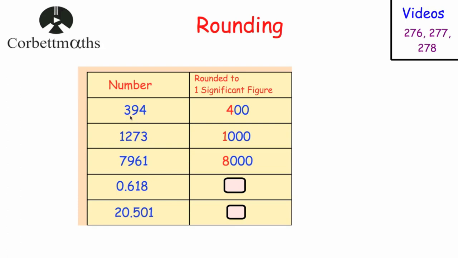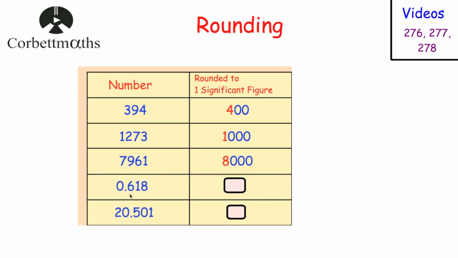So here we've got 394. The second significant figure is the second digit. So that's the 9, so we round up to 400. 1,273, well, the second significant figure, the second digit, is a 2. So we round down to 1,000. 7,961, the second significant figure is a 9, so we're rounding up. Okay, let's have a look at our next one.